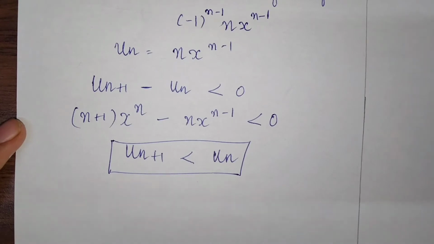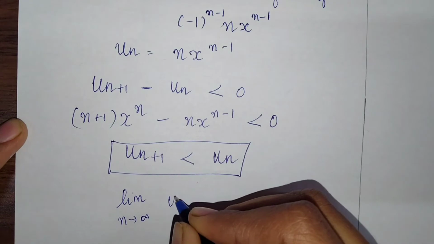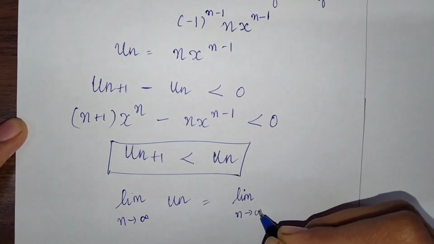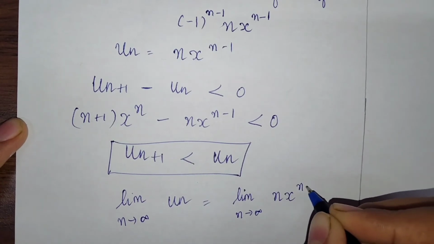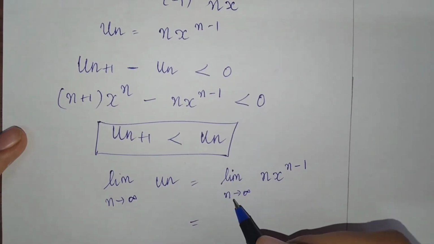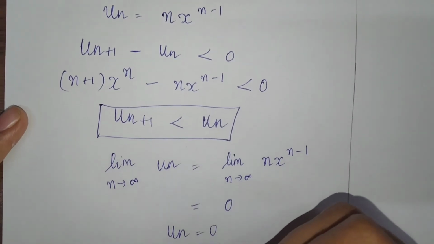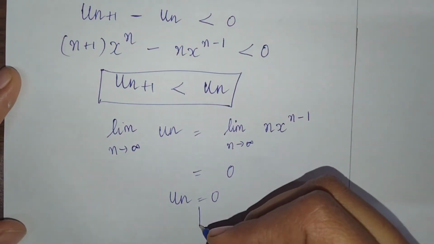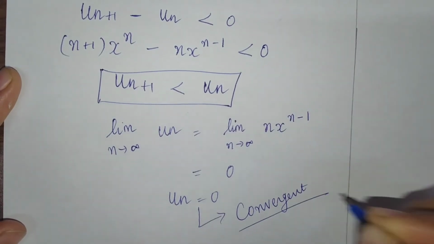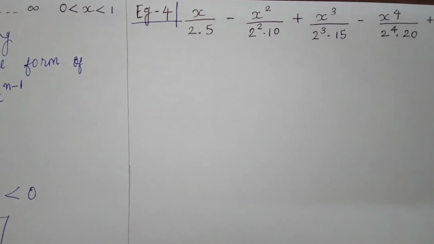We will check the other condition, that is limit n tends to infinity of un. So whenever we put limit n tends to infinity in the un, that is n x raised to n minus 1, then whenever you put the limit and check, you will get 0. And as un is equal to 0, according to Leibniz test, the answer will be convergent. So given series is convergent. Okay. So now example 4.